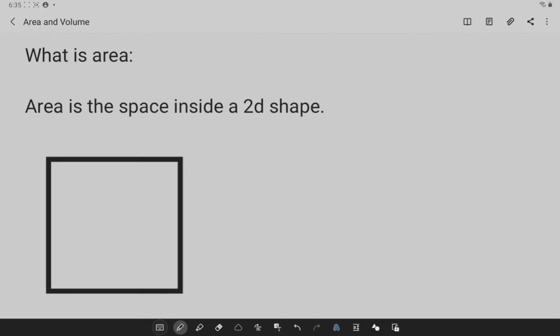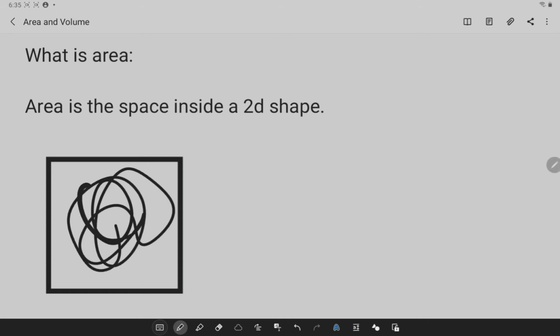First, let's do area. What is area? Area is the space inside a 2D shape. Over here we have a square. All this space inside the square is its area. Now, how do you write area?